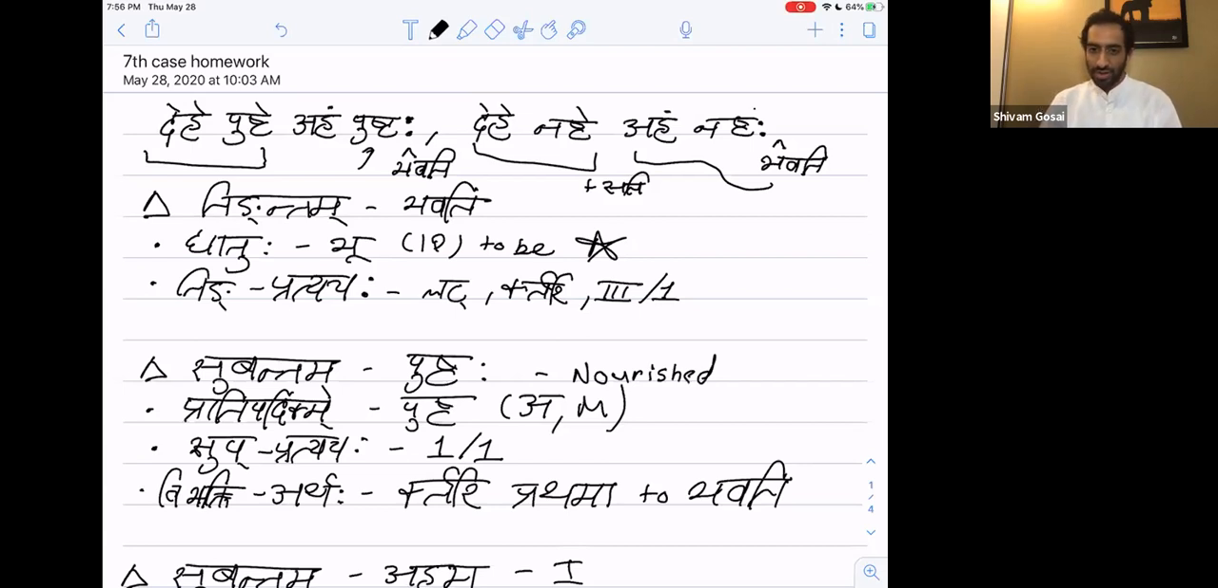Kintu tattvamasi, you are immortal Ishvara. You are not that body which is nourished and destroyed. But, right, this is how this Sati Saptami works.